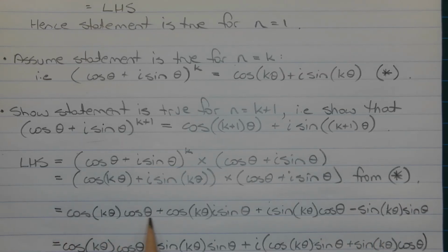Now I'm going to rearrange this expression and group certain terms together, and you'll see why shortly. So rearranging this expression, we get cos kθ cos θ minus sin kθ sin θ, and then factorising out the i from this term and this term, we get plus i times (cos kθ sin θ + sin kθ cos θ).